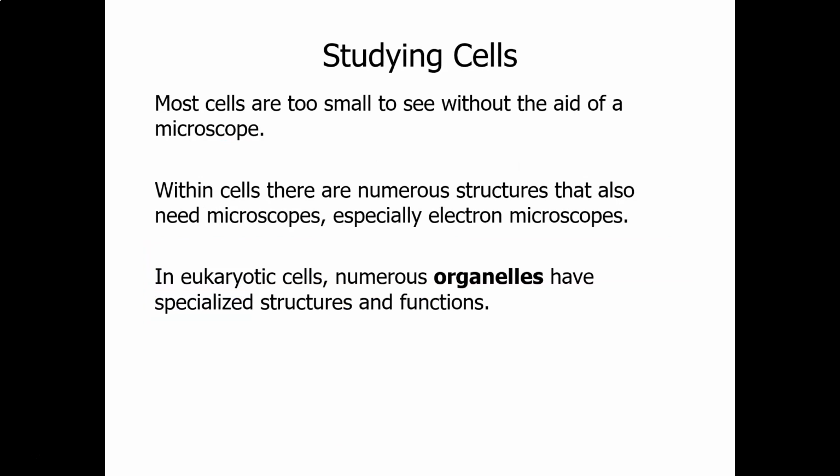All right, most cells are too small to see without the aid of a microscope. Within cells, there are numerous structures that also need microscopes, especially electron microscopes. Now remember, there are two types of cells. Eukaryotic cells are larger than prokaryotic cells. And eukaryotic cells have a nucleus and other tiny organs. They're not really organs, but they're tiny structures that act like organs called organelles that have specialized structures and functions.